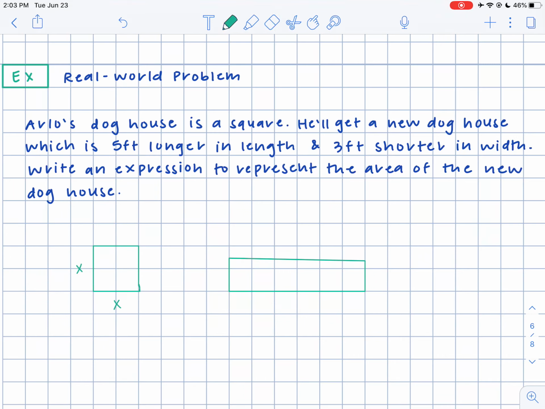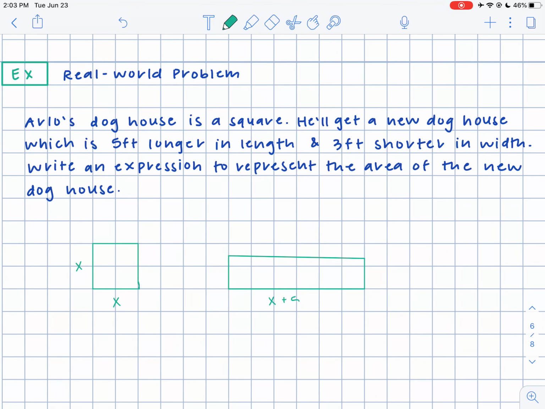So this is our new doghouse, and this is our length, this horizontal line. And we know it's 5 feet longer than the original length. So what's the original length? It's x. So our original length is x. But now our new length is 5 feet longer, so we have to add 5. Okay, so our new length will be represented by x plus 5.